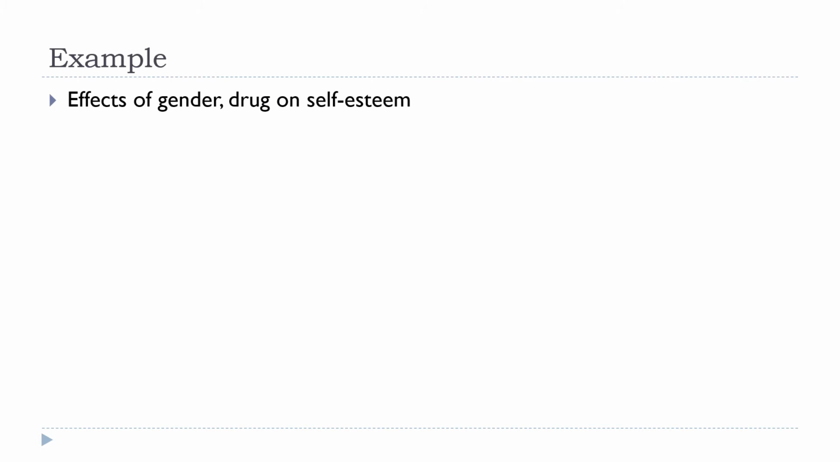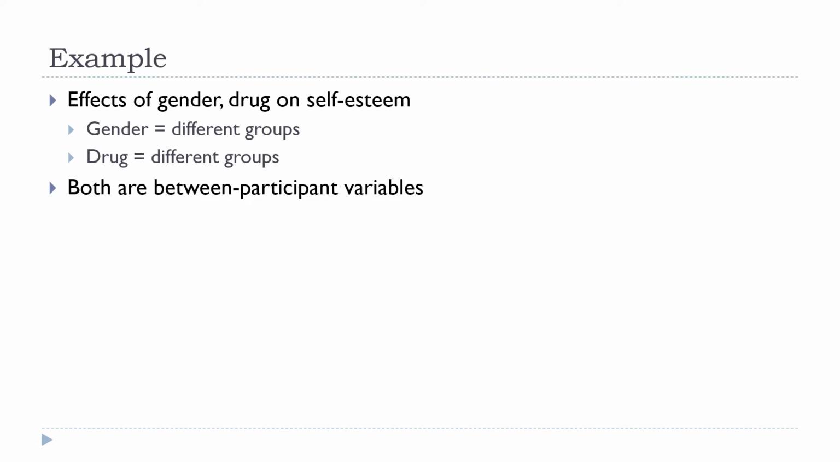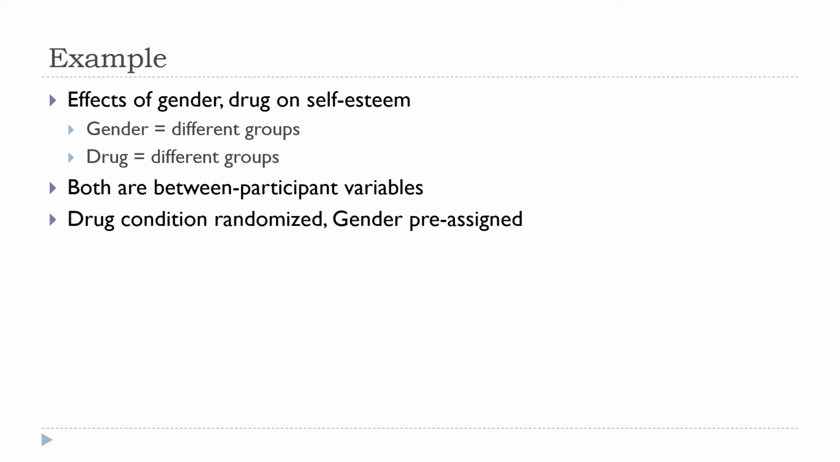We're going to talk about a very straightforward design where the researcher is looking at the effects of both gender and drug on self-esteem, which is a similar example to what we went through a lot in statistics. There are different groups of gender, either male or female, and there are different groups of drug. People either take 0 or 50 or 100 milligrams of the drug, which makes them both between participant design. The drug condition is randomly assigned, and gender, of course, is pre-assigned. People come in with a certain gender in mind already.